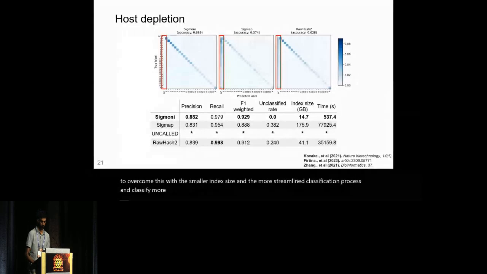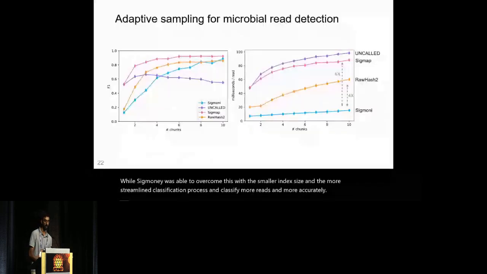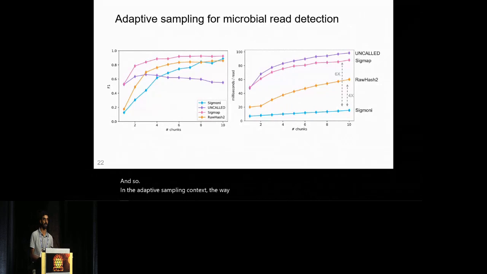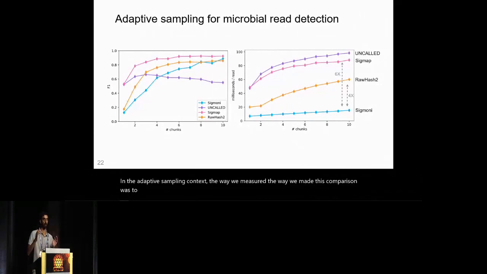In the adaptive sampling context, the way we made this comparison was to classify reads in longer and longer prefixes of the signal, where one chunk represents around 400 base pairs worth of sequence. You can see that Sigmoni is not the most accurate in the smaller chunks. As we get to around 10 chunks, it reaches the same level of accuracy while also being significantly faster than those existing methods in the microbial classification setting.